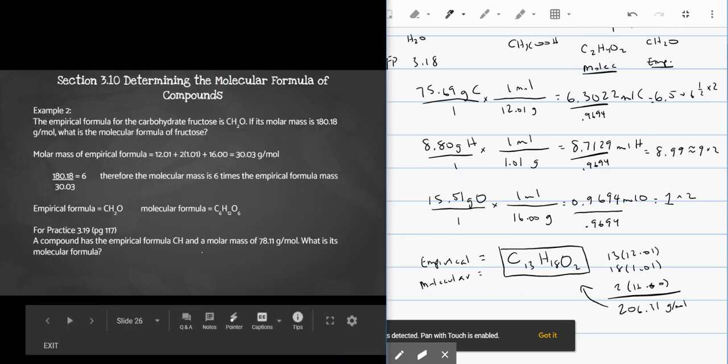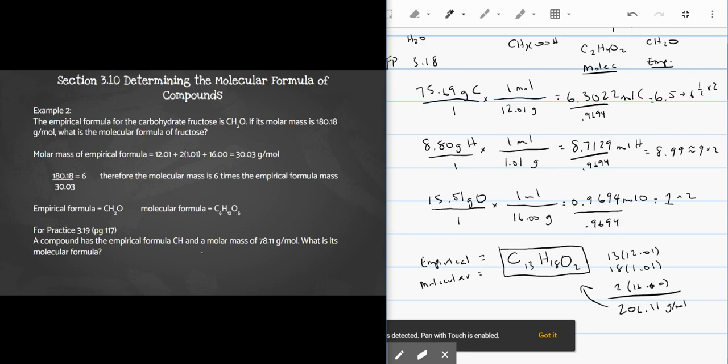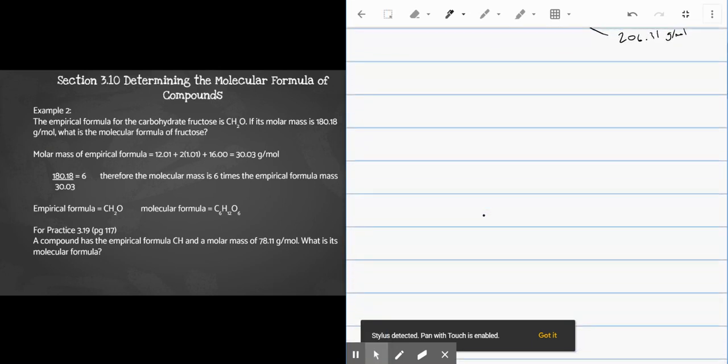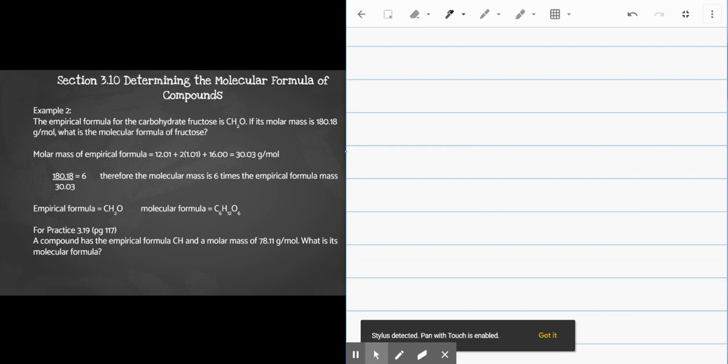Okay, let's look at one that's not the case. So let's say we did a whole bunch of work and we found the empirical formula of fructose. Fructose is a carbohydrate, it's a sugar, so its empirical formula is CH2O. I'm just going to put EMP for empirical. That's the empirical formula of fructose, and it tells us the molar mass of fructose. Molar mass is equal to 180.18, and it wants to know what is the molecular formula.